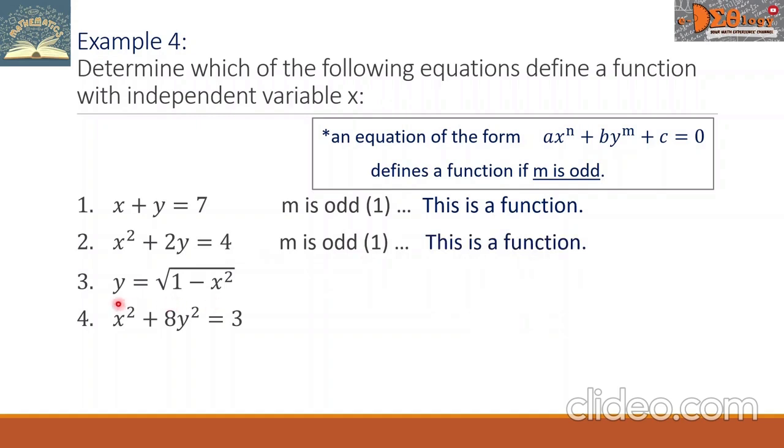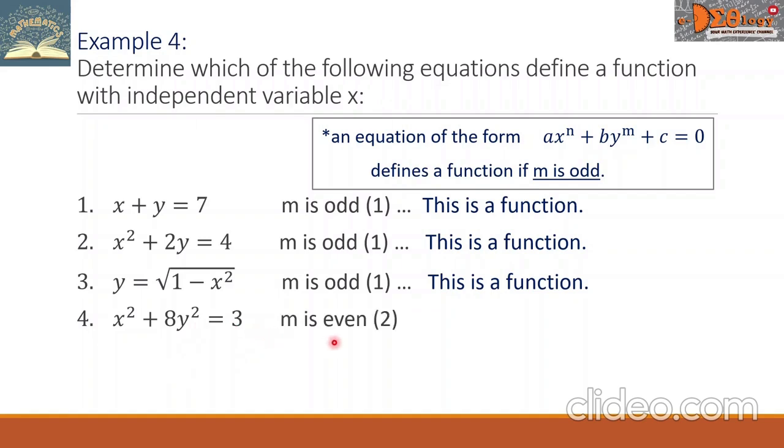Number 3. Y equals the square root of the quantity 1 minus x squared. Notice that we are concerned with the exponent of y. In this case, the power of y is 1. Therefore, m is odd. So we say that this is a function. Then, fourth equation. X squared plus 8y squared equals 3. In this case, the exponent of y is 2. And we know that 2 is even. Now we say that this is not a function.